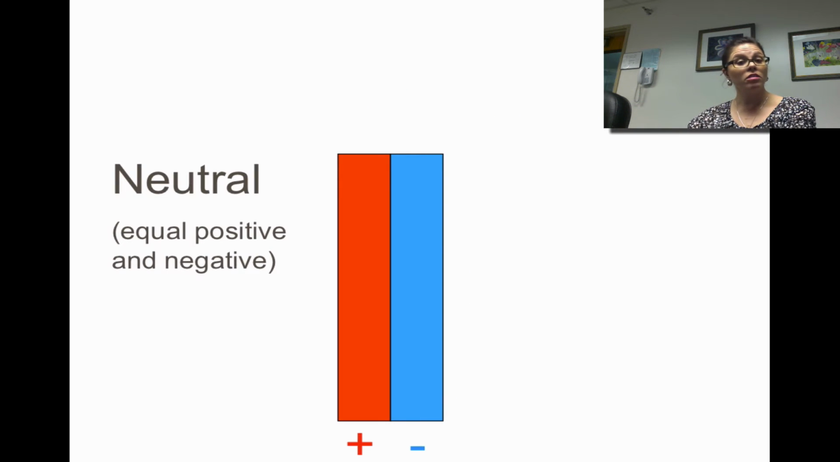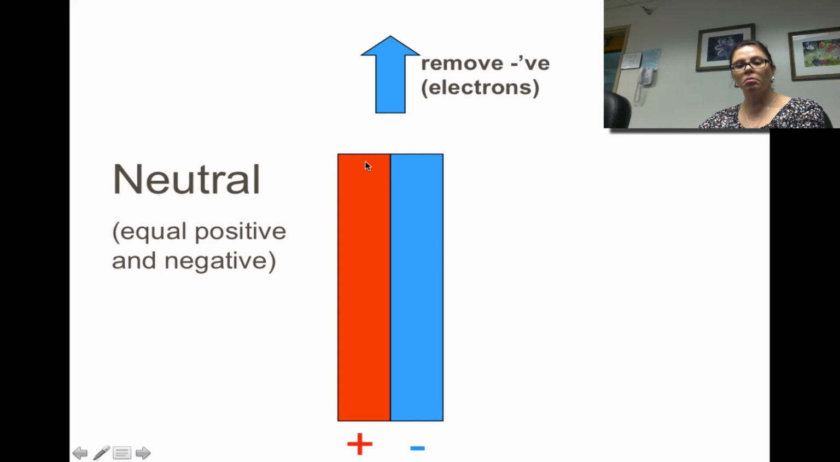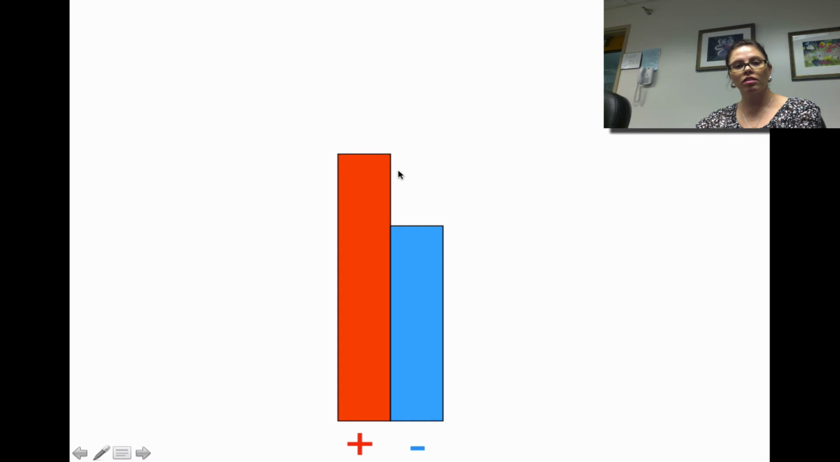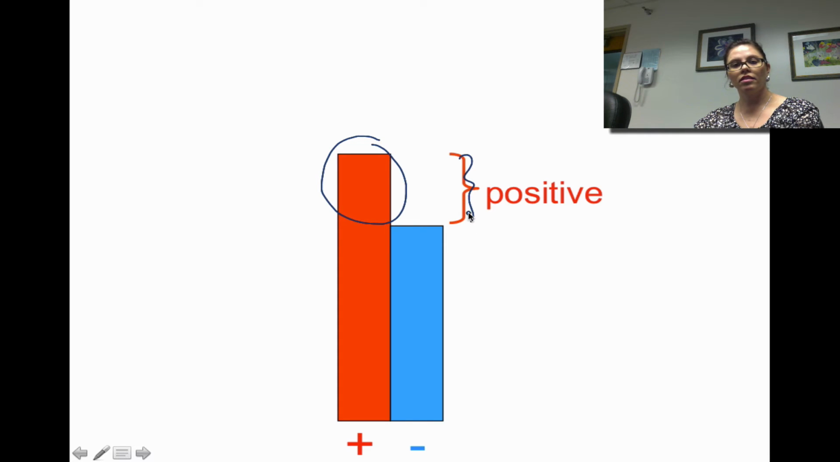Okay, so let's go back to neutral. How would I make something positively charged? Right, so you can't put in more protons. We can't change the number of protons, but we can change the number of electrons. So if we take away electrons, you have now this extra bit of positive charge. So this now is the positive charge of the object.